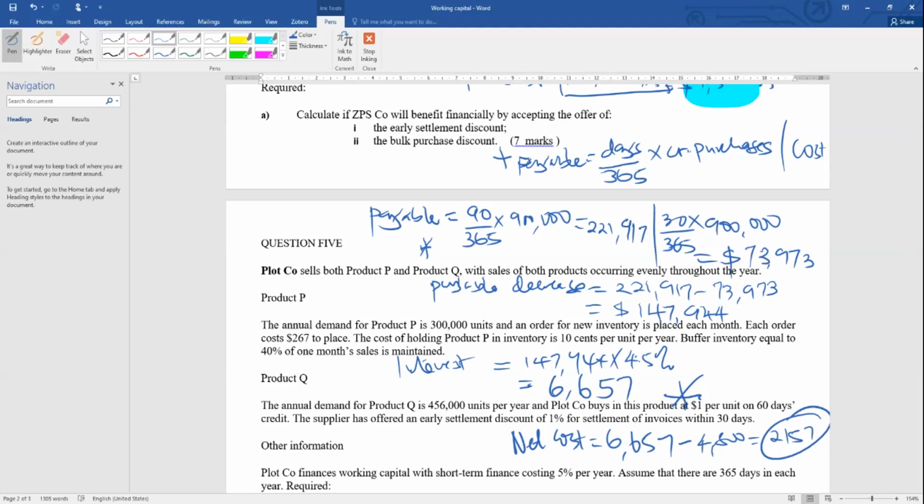Yes, sir. Okay, so that's on payables management. It is simply comparing how much is the benefit you're receiving for the use of the supplier's money versus the cost you may be incurring for paying a bit earlier. In this case, you pay in the 30 as opposed to paying in the 90. Question?